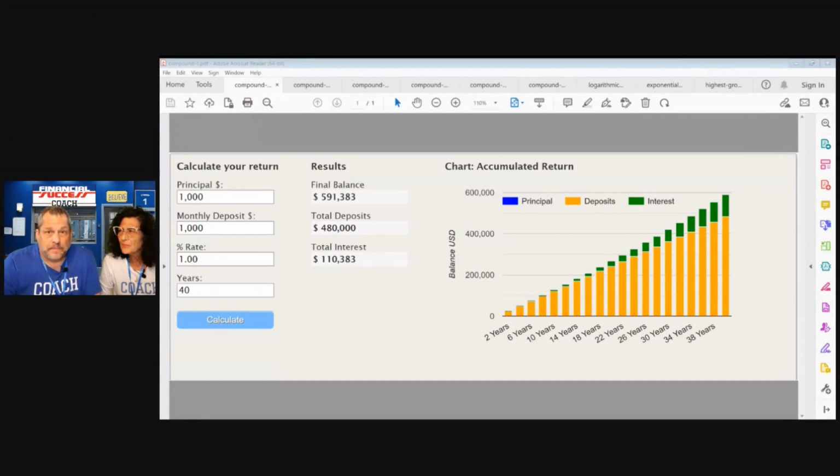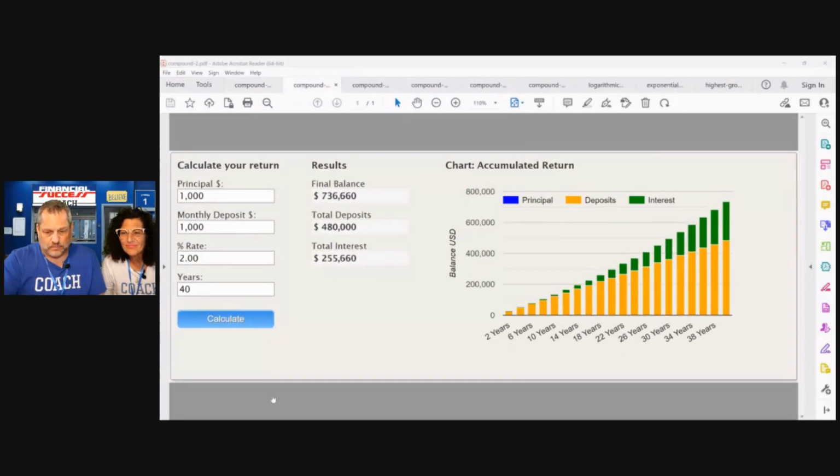$591,383. That's what putting $1,000 a month away for 40 years will do in a savings account if you get 1% interest rate. I'm not excited about that. Are you excited about that? No, not very much. So let's look what happens if we double the interest rate and we go to 2%.